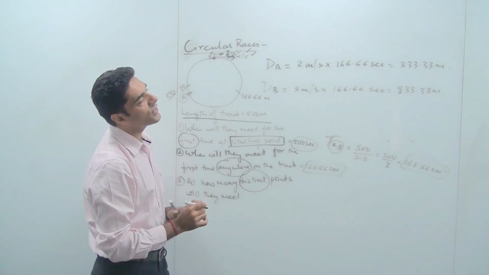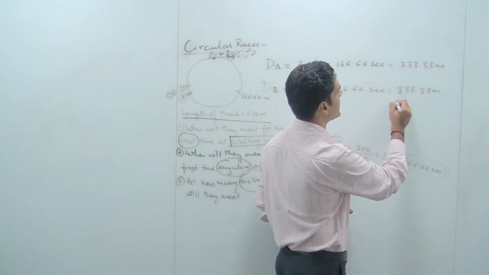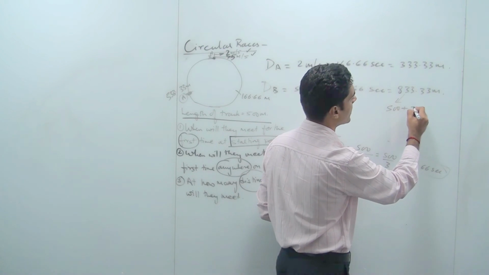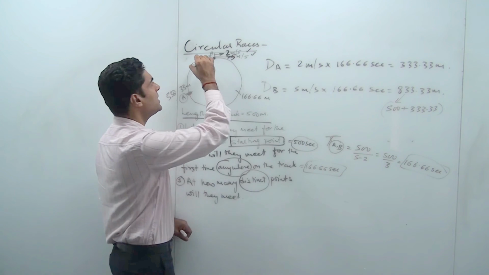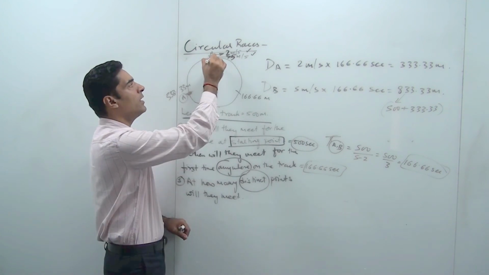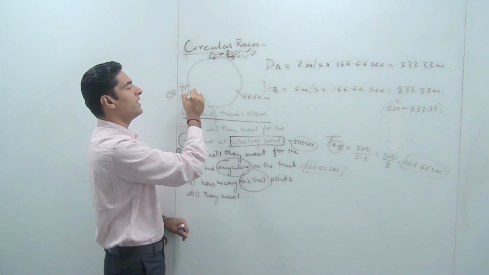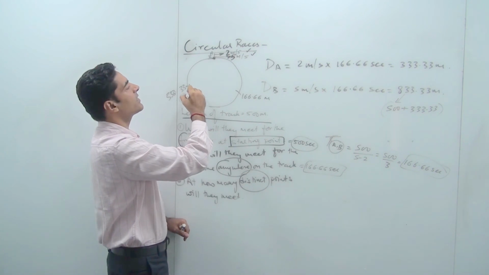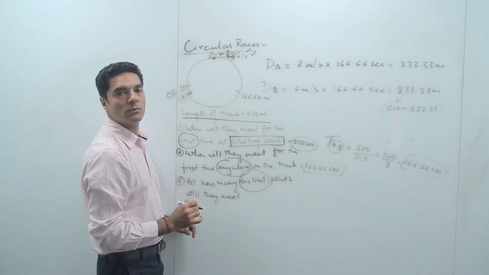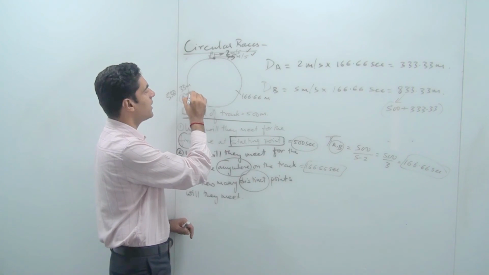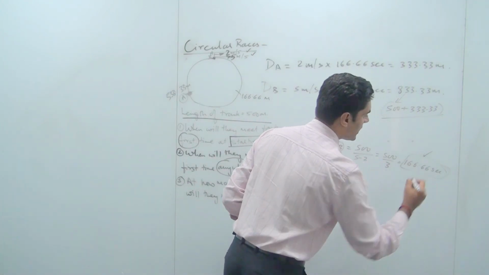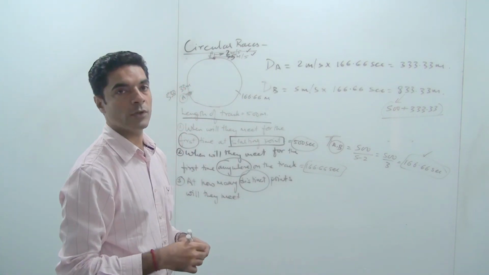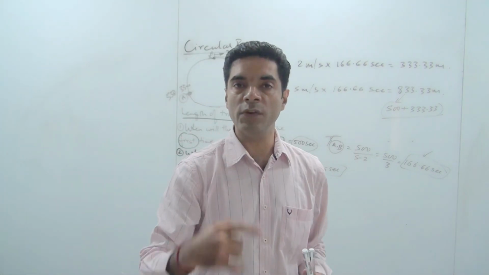While B has travelled a distance of 833.33, you can write this as 500 plus 333.33. This will make things more clear. That means B has covered one full round and an extra 333.33. That means it has travelled one extra round as compared to A and has caught him from the back. So this is what it is.